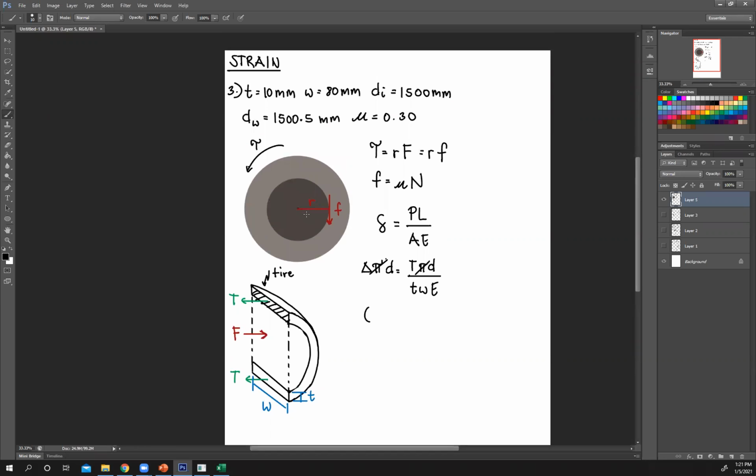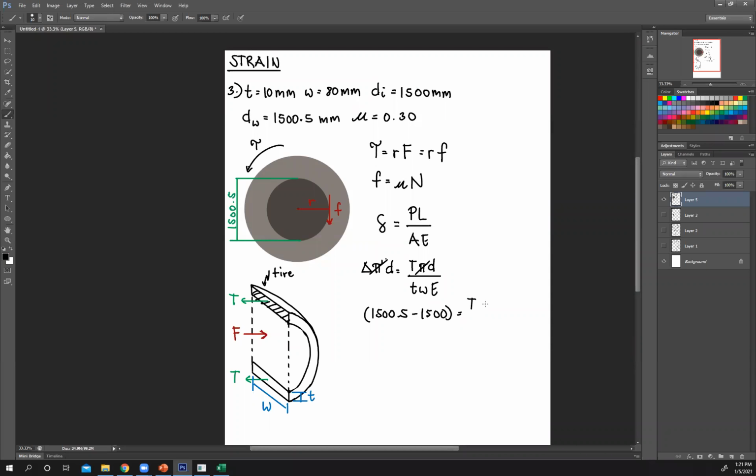So the final diameter would be the diameter of your wheel. Why? Again, your tire will expand, then will fit into this wheel. And this wheel has a diameter of 1,500.5. So that's also the final inner diameter of your tire. So 1,500.5 minus 1,500, the original diameter of your tire, equals T.